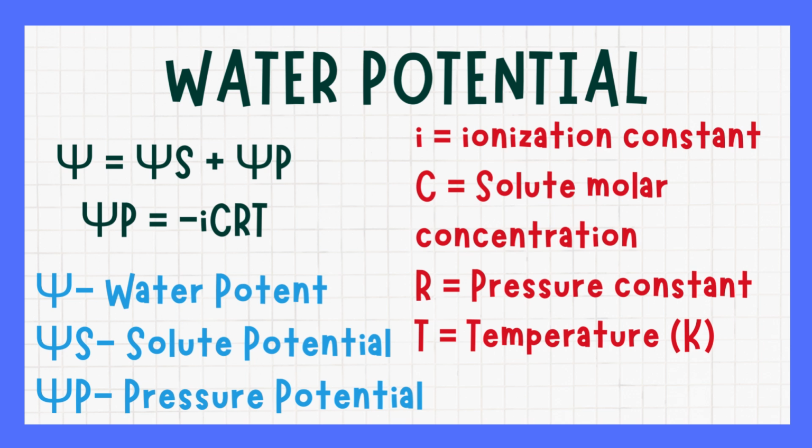Next, the solute potential is equal to negative iCRT. This means that the solute potential is equal to the ionization constant, which is a number of ions a molecule forms in water. For example, with NaCl, Na and Cl separate in water and form 2 ions. However, with molecules like sucrose, they only form 1 because they have covalent bonds and they don't separate in water.